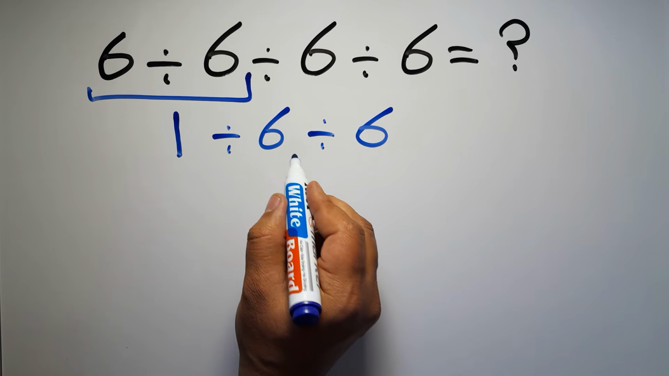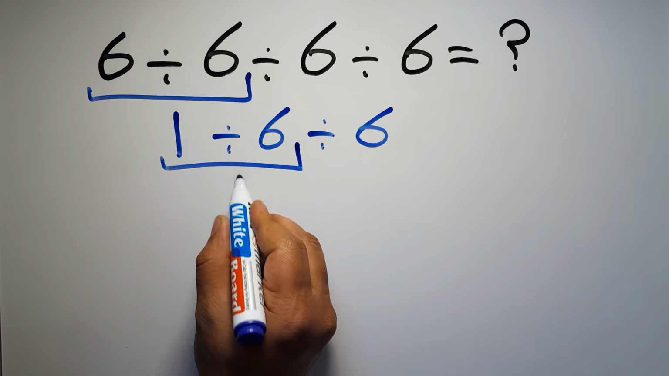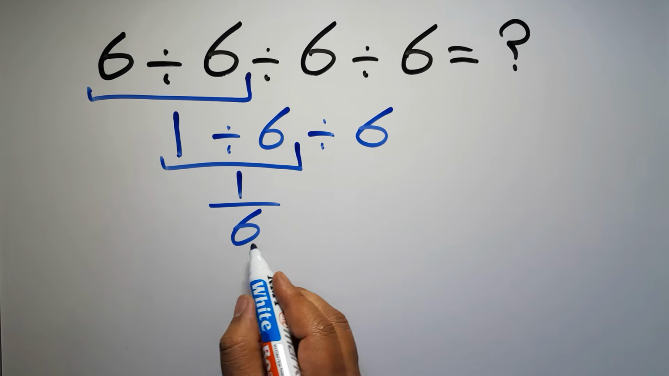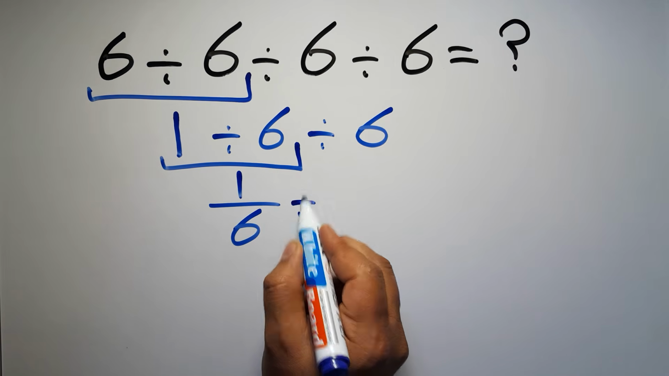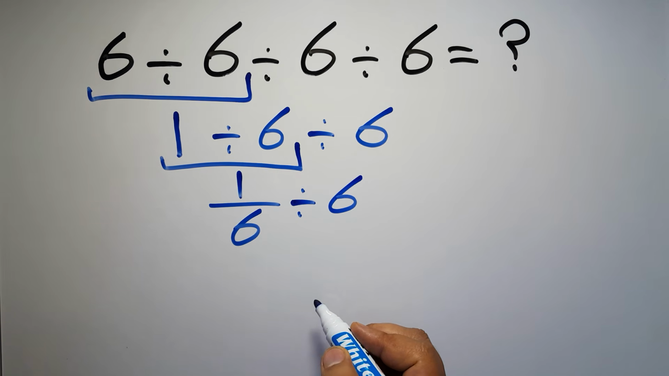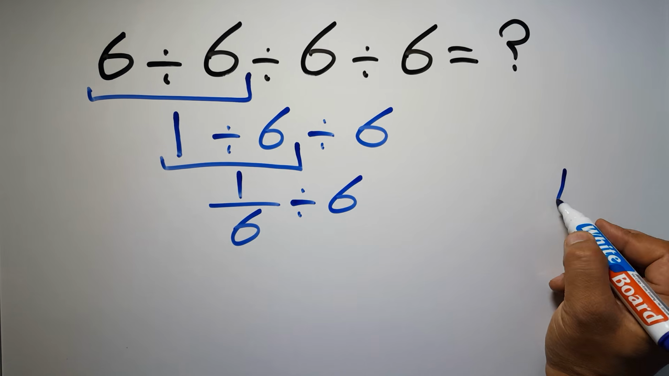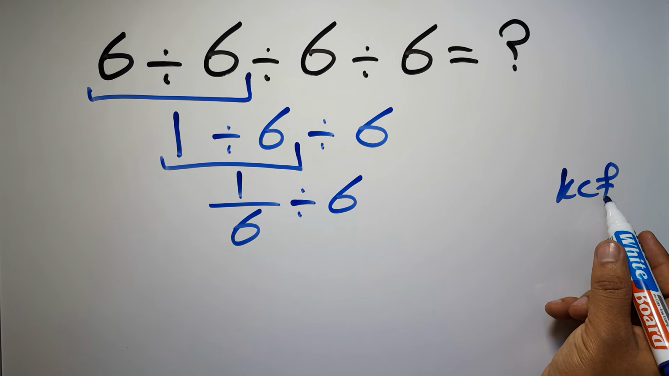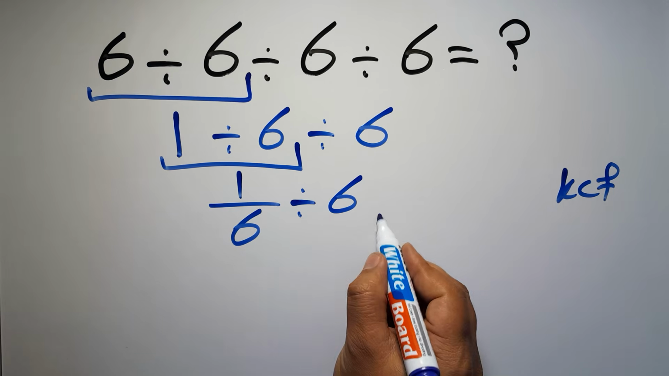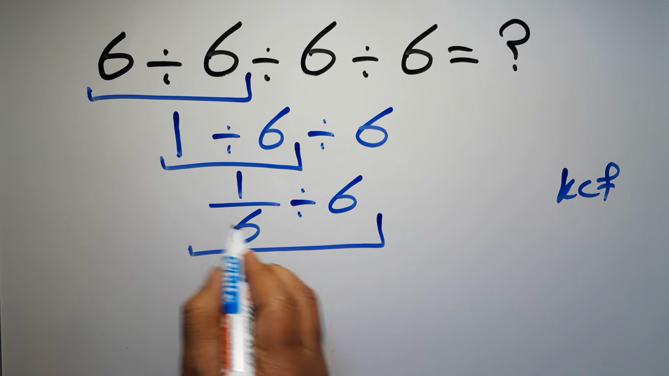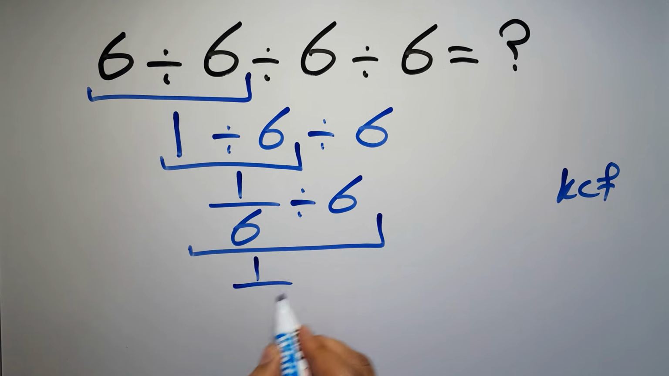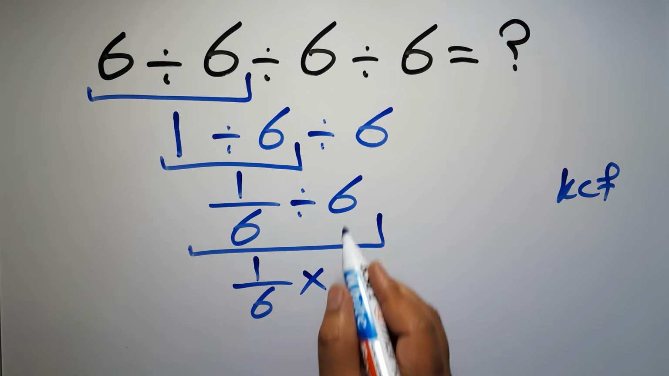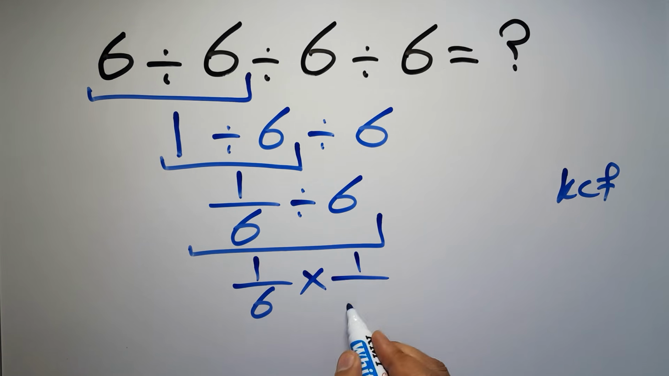1 divided by 6 can be written as 1 over 6. So 1 over 6 divided by 6. Now, according to the KCF rule, K stands for keep, C stands for change, and F stands for flip. We can write keep the first fraction, change division to multiplication, and flip the second fraction.